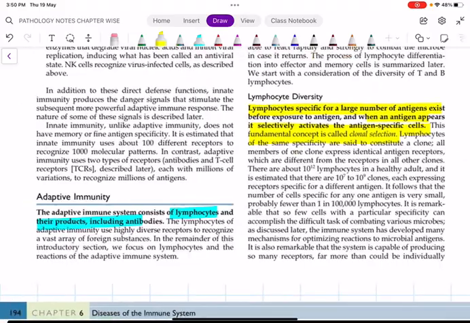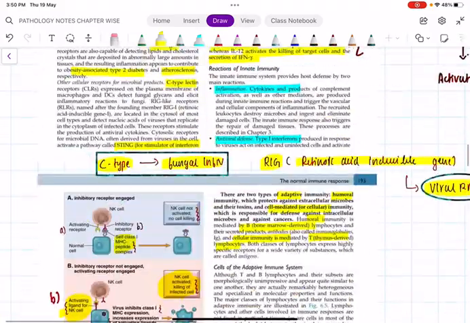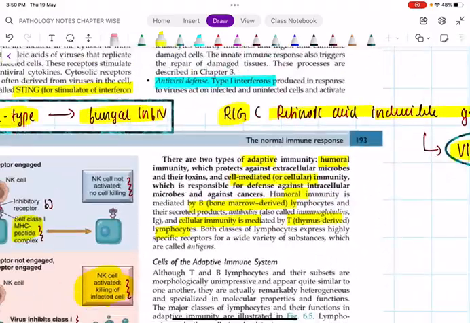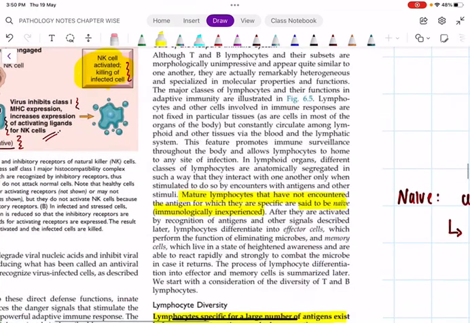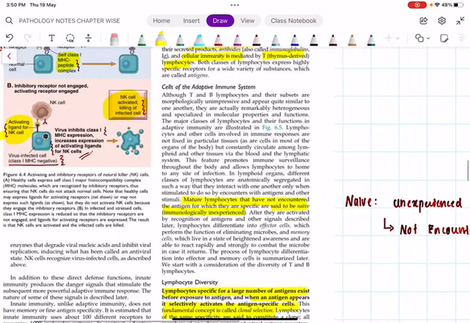Now let us see adaptive immunity. I told you we have lymphocytes, B lymphocytes and T lymphocytes. Adaptive immunity again has humoral and cell-mediated immunity. Humoral immunity is B lymphocyte, bone marrow derived, and they produce antibodies. Cellular immunity or cell-mediated immunity is by thymus derived T lymphocytes. Fine? And remember, we have different types of lymphocytes.